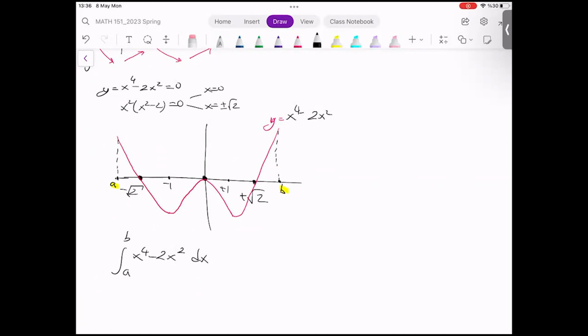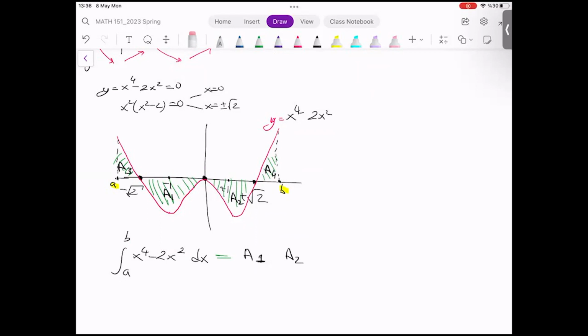So if a is there, b is there, then I can shade these parts to understand the result of the definite integral, right? These green shaded parts will help me to understand the result of this. Let's call this part A1, this part A2. Let's name this A3 and A4. The result of the definite integral will be A1 plus A2.